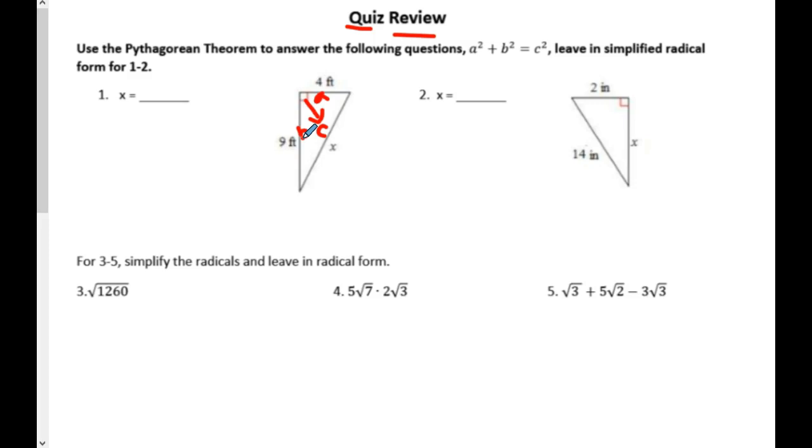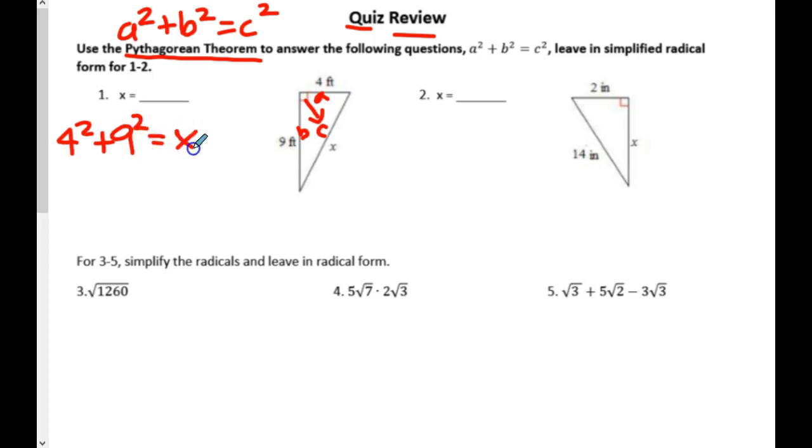If I'm going to do Pythagorean Theorem, I've got to remember that's A squared plus B squared equals C squared. So, let's write it out. A, I labeled as 4 squared, plus B, I labeled as 9 squared, equals C, which is going to be x squared. Got to do my math. 4 squared is 16. 9 squared is 81. Still equals x squared.